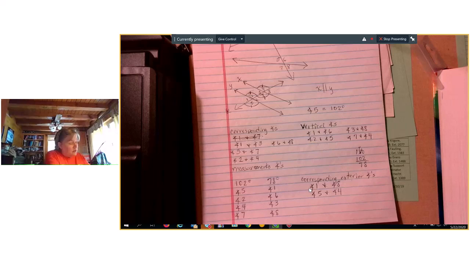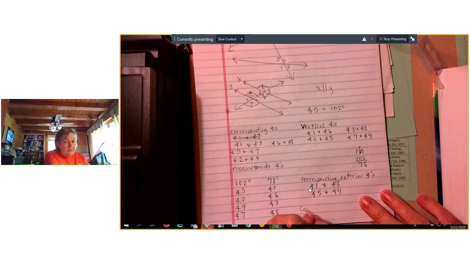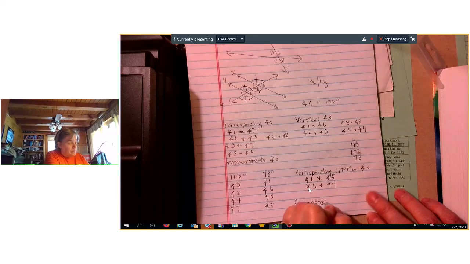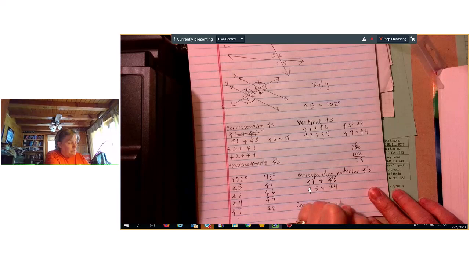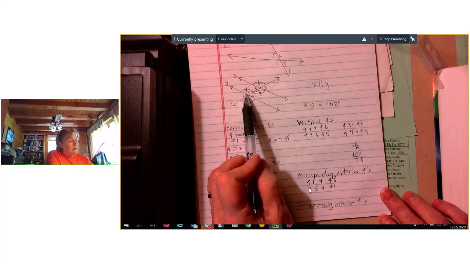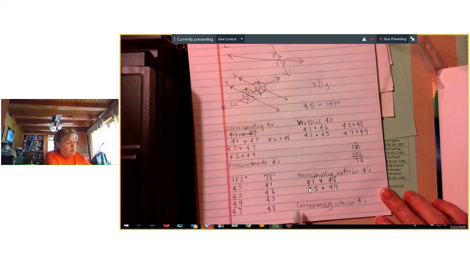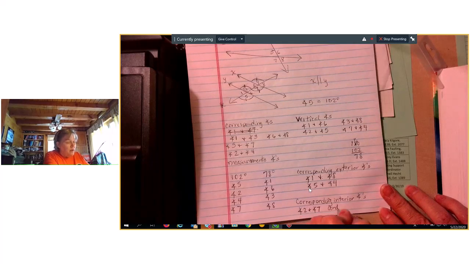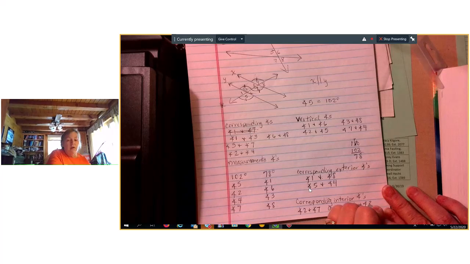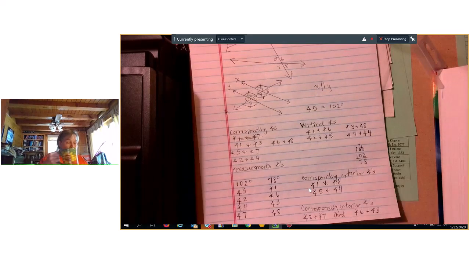So then we have those angles that are called corresponding interior angles. And then we know that 2 and 7, because I marked them being the same, we know that angle 2 and angle 7 are going to be corresponding interior. And we know that angle 6 and angle 3 are also going to be corresponding interior angles.